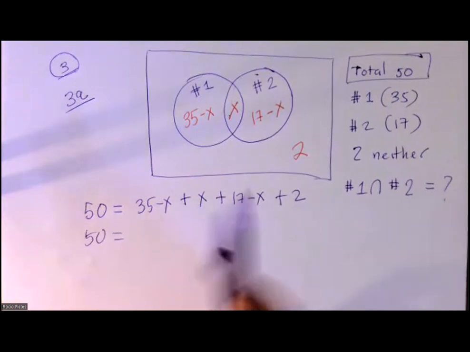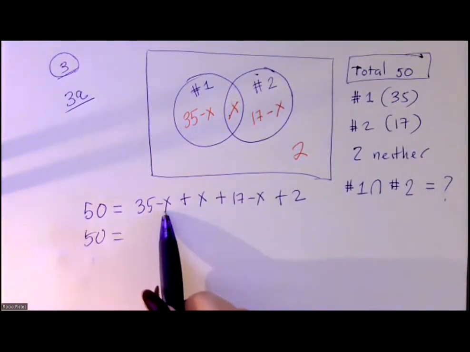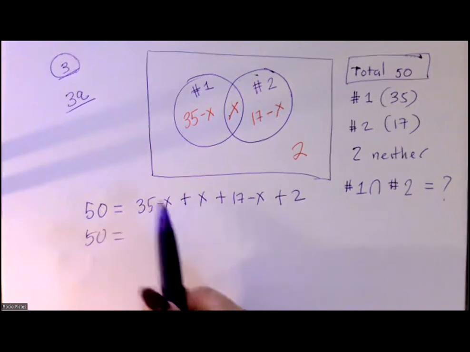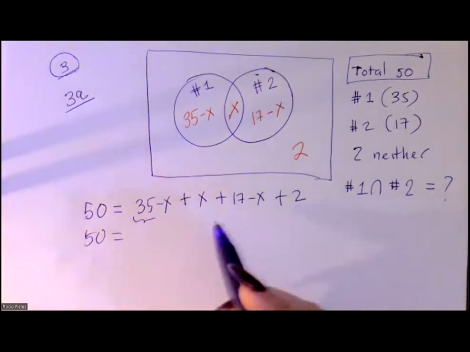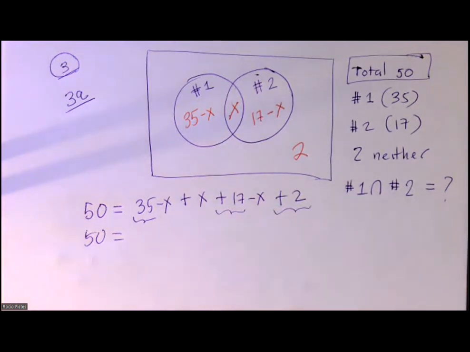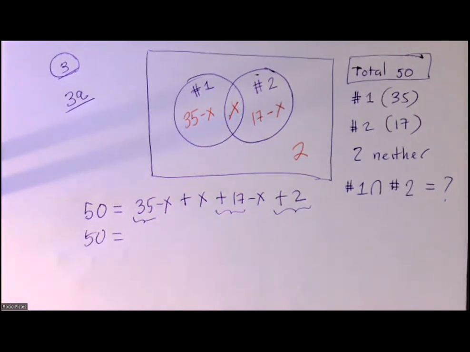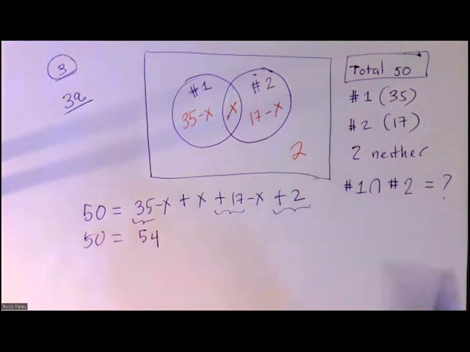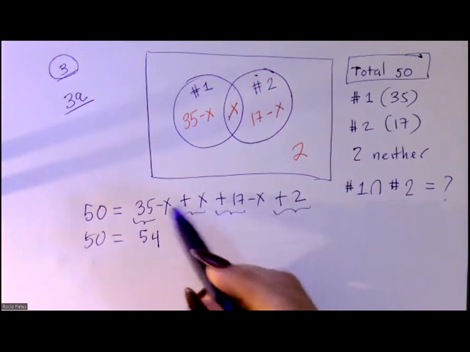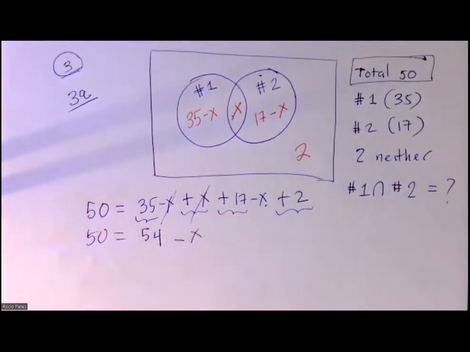So 50 equals 35, minus X. Let's combine like terms: 35 and plus 17 plus 2. Those are like terms. So let's see what I get. 35 plus 17 plus 2 gives me 54. And then minus X plus X is going to cancel. And then I have minus X.